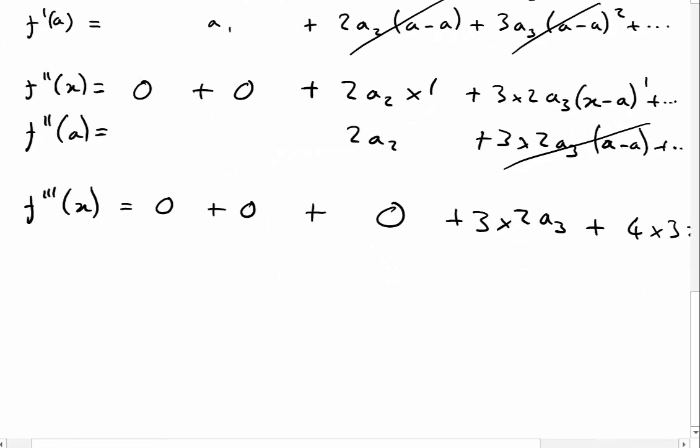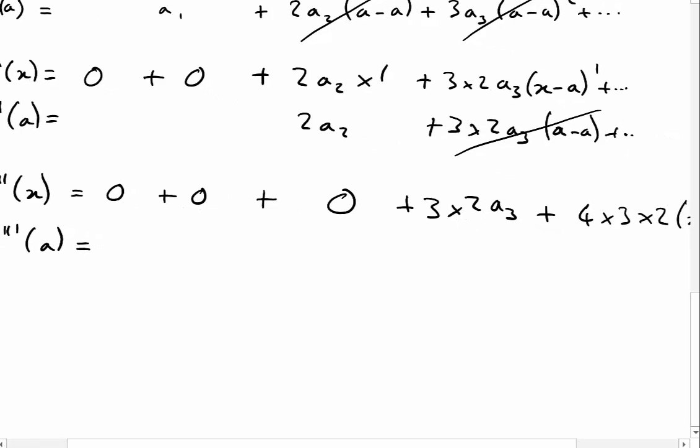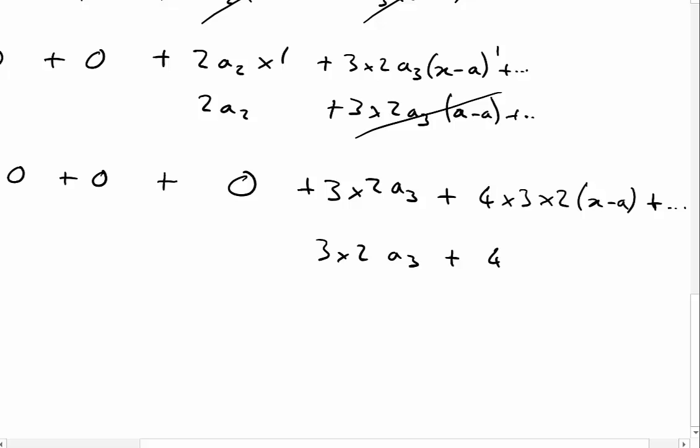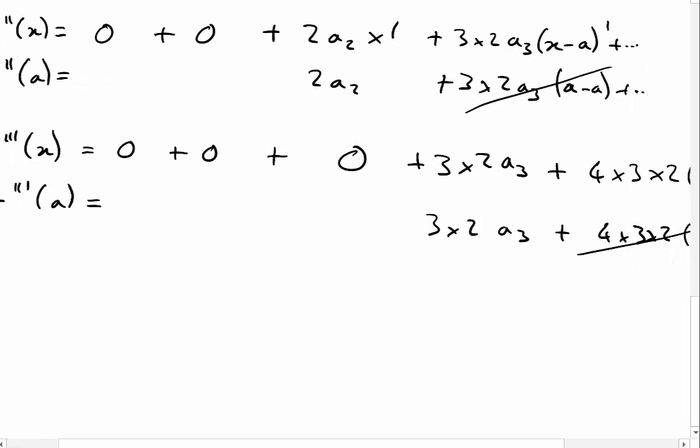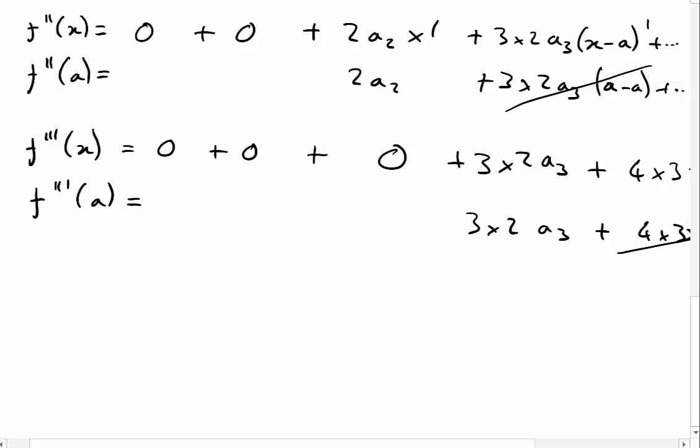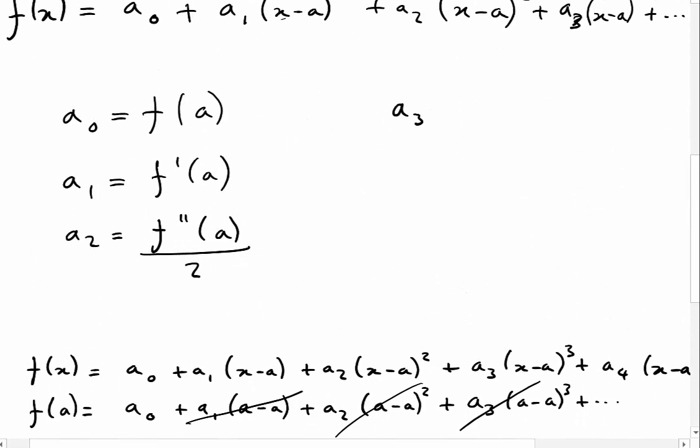But then if I plug in f triple dash of a, I'm going to end up with 0, 0, 0, 3 times 2 a3, plus 4 times 3 times 2 times a minus a, and all the rest of the terms involve a minus a as well, so those are going to disappear. So therefore, for the third derivative, 3 times 2a3 is going to be equal to f triple dash of a. So 3 times 2, effectively times 1, times a3 is going to be given by the third derivative at a.